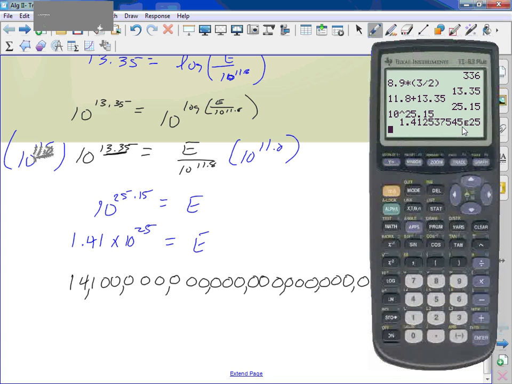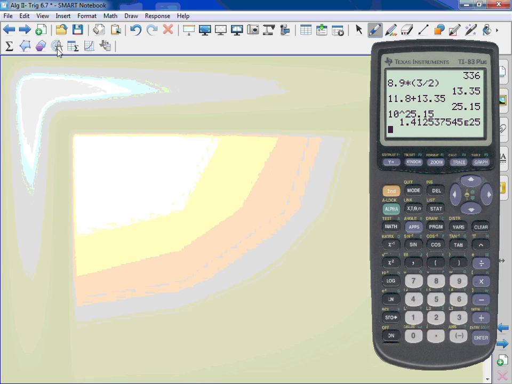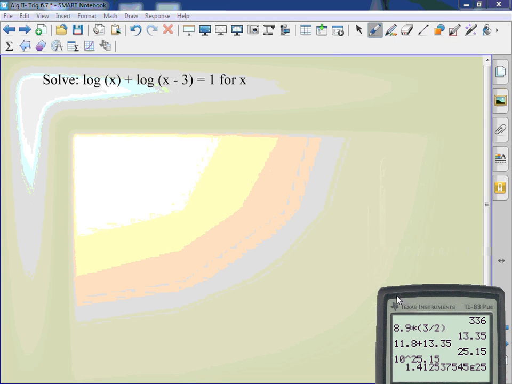That means times 10 to the, yeah. All right? We have log of x plus log of x minus 3 equals 1. We want to find out what x is. What can be my first step?